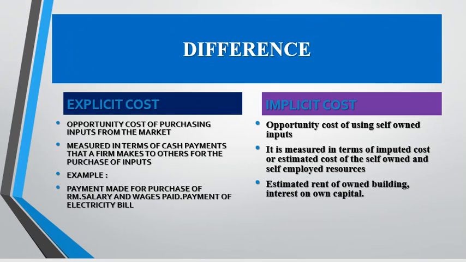Implicit cost is the opportunity cost of using self-owned inputs. It means the owner is giving his own building for the purpose of business. If he had given his own building on rent to someone, he would have earned rent. So here we will be estimating the rent of the building. It is measured in terms of the imputed cost or estimated cost of the self-owned and self-employed resources, like he is using his own building and putting his own money in the business.